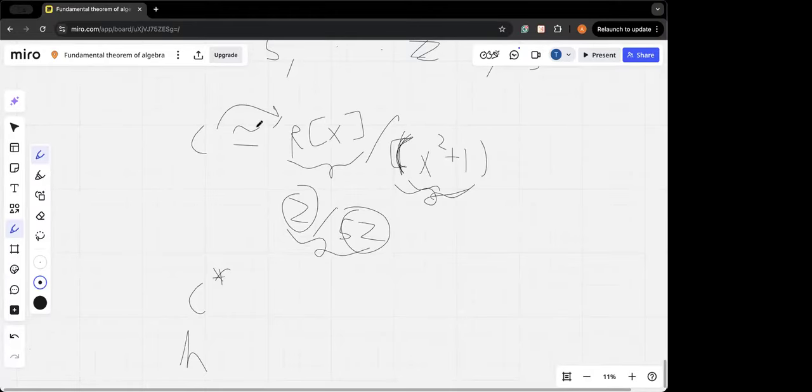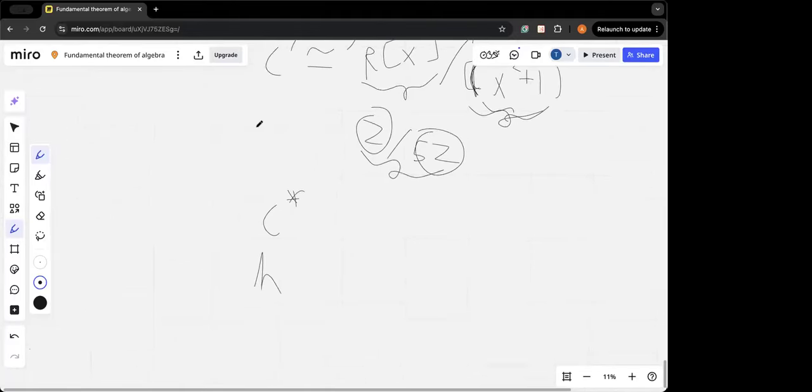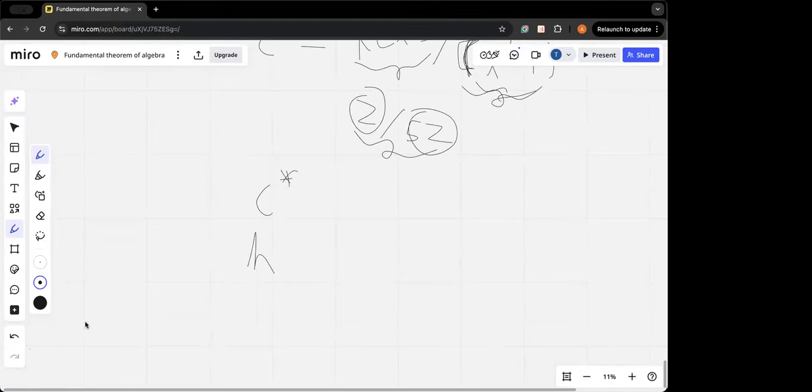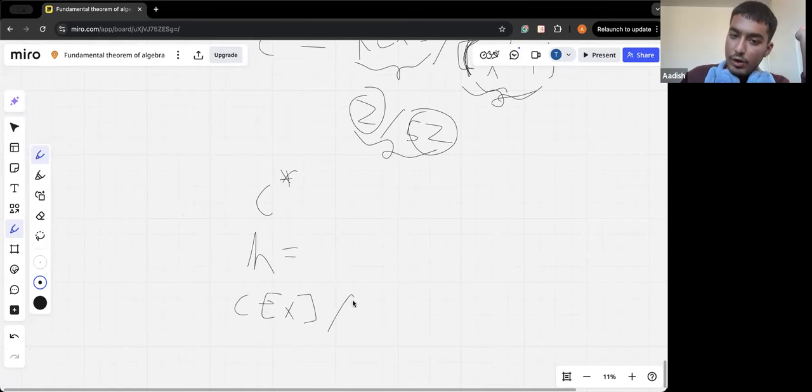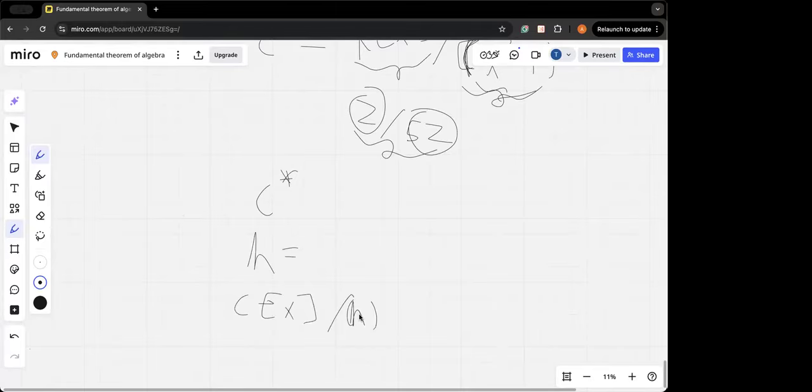Yeah. Right. That's how I'm doing it. Wait, so for C star, do you take all the polynomials modulo your original polynomial with which you're trying to find complexes? Correct. That is perfect. So you have C, you consider all polynomials in C of x, and then you declare that whatever our original polynomial was is now 0.